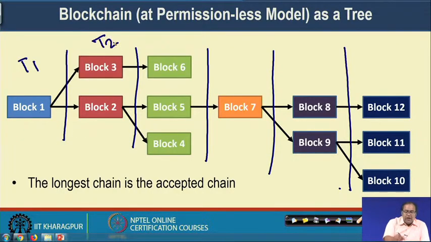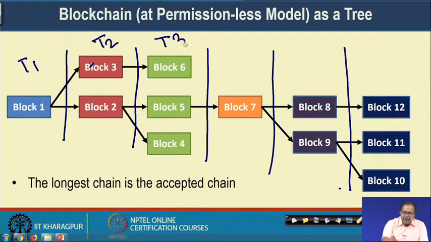Now, at T2 again multiple users are trying to generate blocks, and assume that 2 users have found the blocks simultaneously or nearly at the same time. What will happen? Both will add their block to block 1. So now I actually have 2 paths from block 1. From block 1 either I can go to block 3 or I can go to block 2.